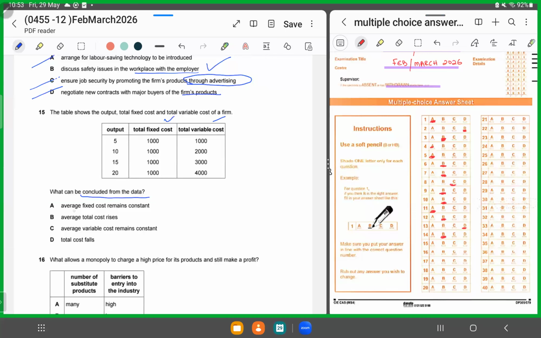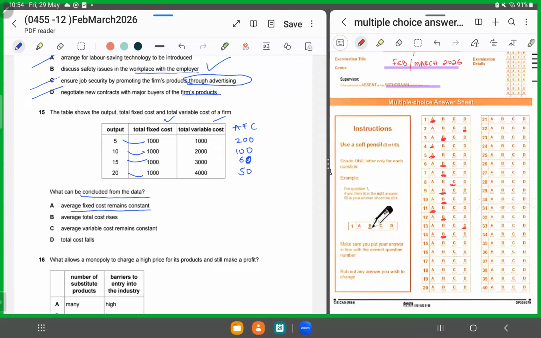A says average fixed cost remains constant. So now what we'll do is we'll make a column for average fixed cost. Now, how will we calculate average fixed cost? We'll divide total fixed cost by output level, for each output level. So now 1000 divided by 5 would give us 200. Then we'll get 100. 3000 divided by 15, we'll get 66. And so 60. And this would be 50.